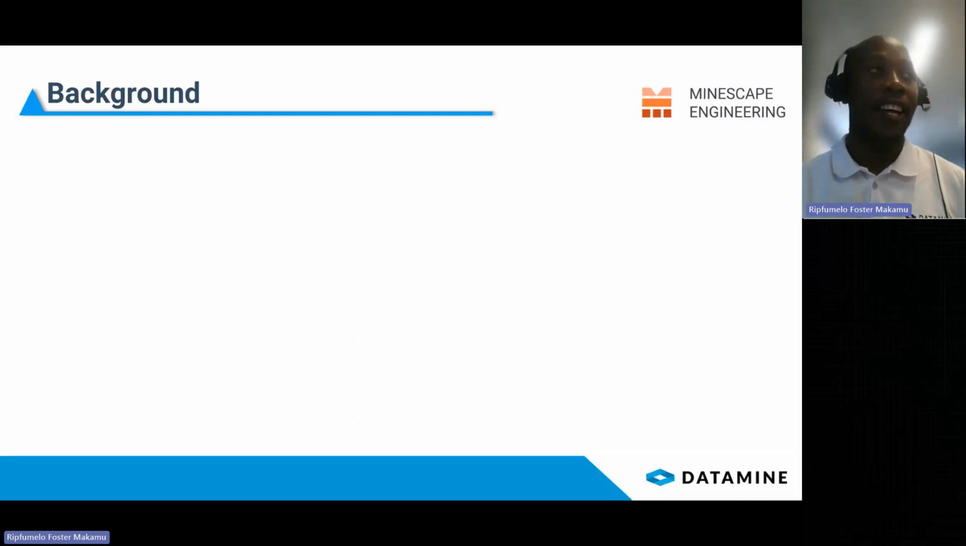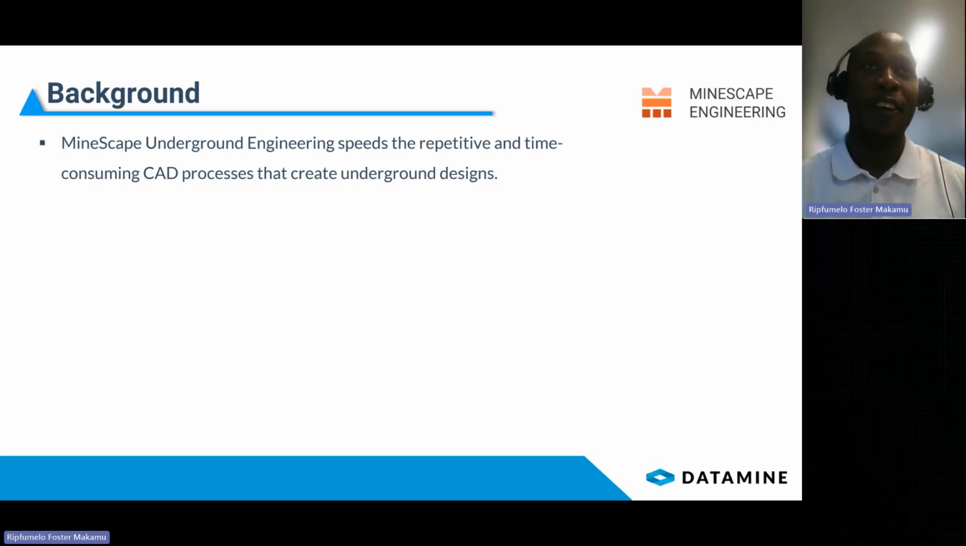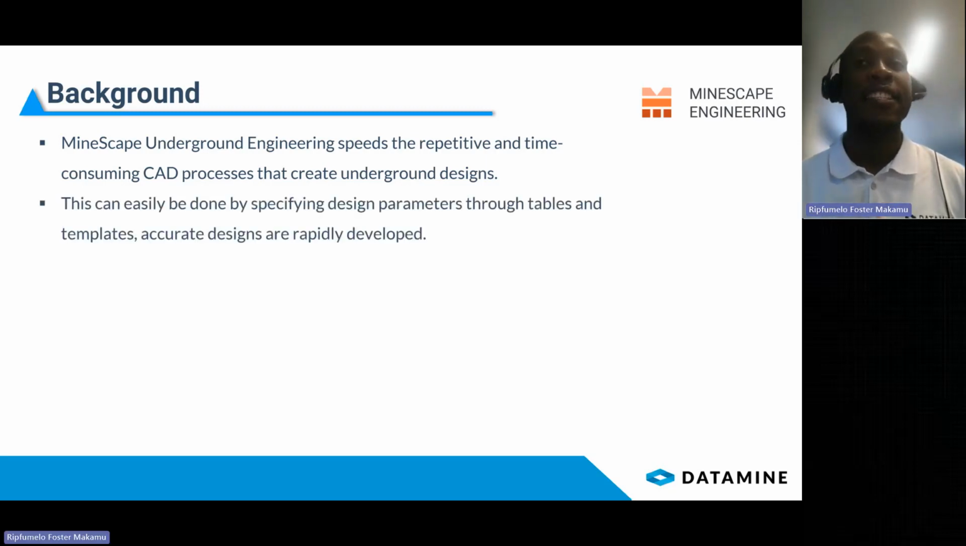So I'll begin with the background or the introduction. The question you can ask is, why did we develop the underground engineering capability? We developed it because we realized that we spend more time on repetitive tasks on our CAD, trying to generate the blocks that represent your rooms and pillars, trying to draw using lines. So we created this to speed up the process, because it was consuming too much time, and you spend too much time on your CAD instead of doing a design that is simple and quick. This can now easily be done in MineScape underground engineering, where you define your parameters for your room and pillar, and for your longwall, through the forms that we have created to simplify our life and also to create accurate designs quickly and fast.